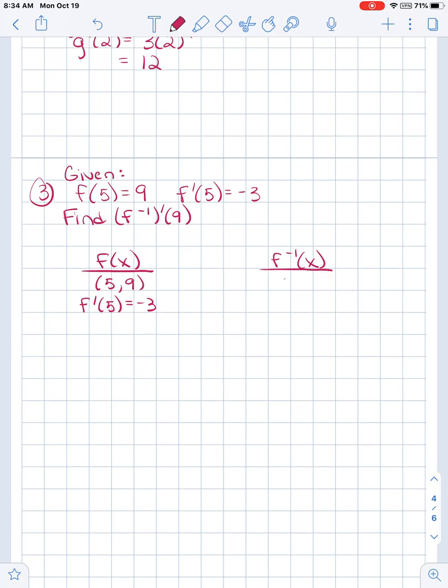Since the point on the original function is 5, 9, I know that I have a point on the inverse that is 9, 5. They have that really great relationship where the x's and y's are switched, which means I can, in a pretty straightforward way, with nothing to calculate, find the derivative of the inverse at 9 to be the reciprocal, -1/3. I didn't even need to know the function, I just needed to know that there was that really interesting relationship between the derivative of a function and its inverse. Okay, I think that's enough. Go give it a try.